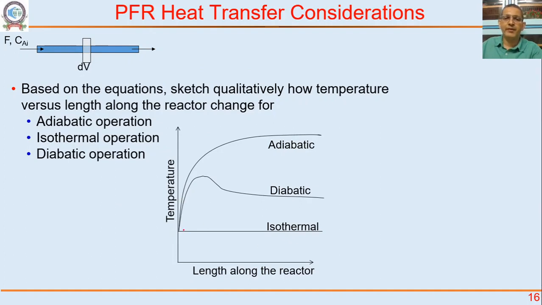Okay, here is qualitatively, if I want to sketch temperature versus length, if it's isothermal, temperature would be constant. Adiabatic, temperature will rise with respect to location. Diabatic means temperature will change, but I have heat removal also happening and heat generation is also happening. Heat removal is not enough to maintain isothermal, so it goes up, but then once the temperature rises, the heat removal rate becomes faster and faster. The temperature difference becomes larger and larger, and then we get what is called a diabatic condition.